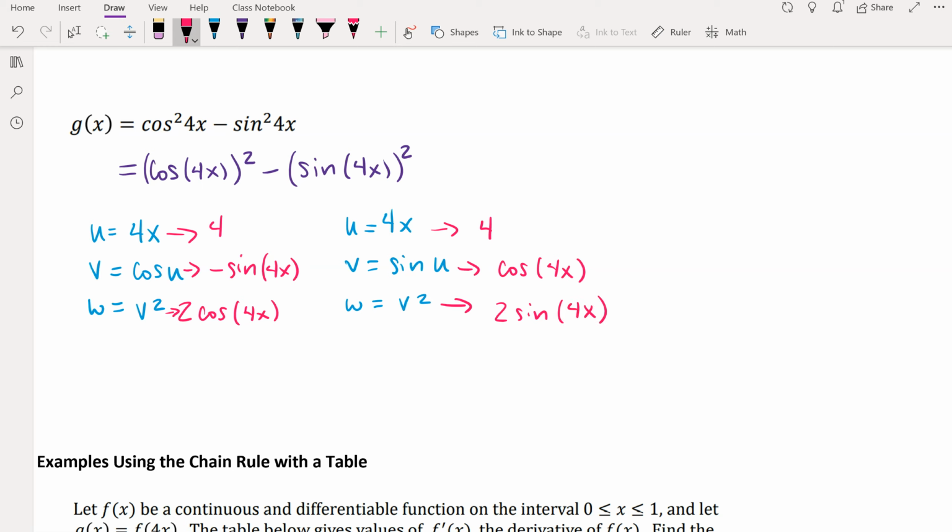Sweet. So our derivative, g prime of x, equals, for the first piece, we multiply all these three together. So we have negative 8 sine 4x cosine 4x. I multiplied the 4 and the 2 and put the negative in front. And then we have minus, because of this minus sign, minus 8 cosine 4x sine 4x. So same thing.